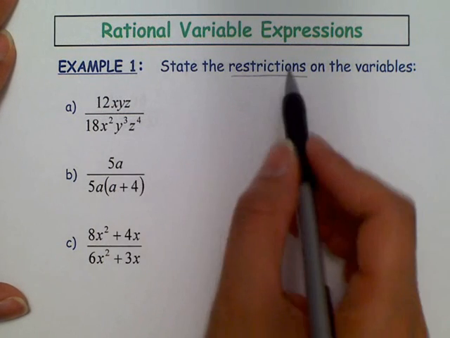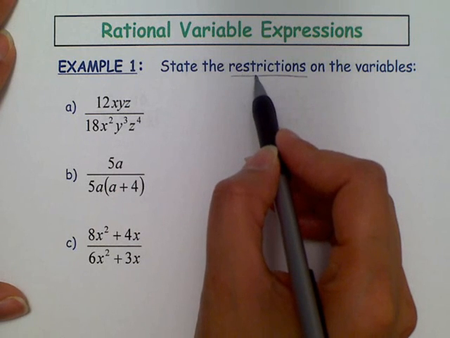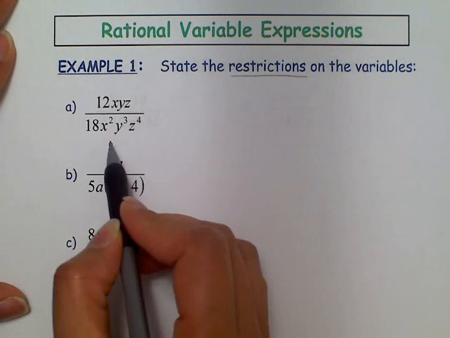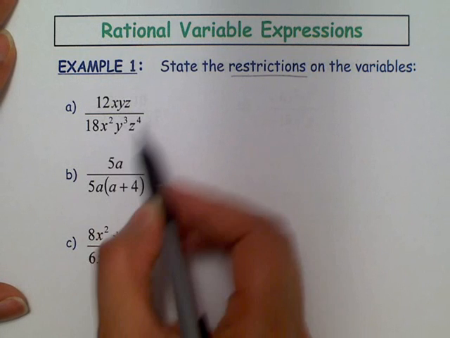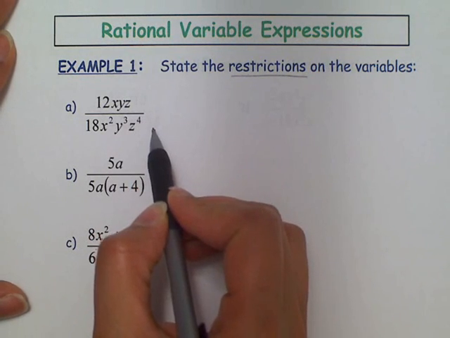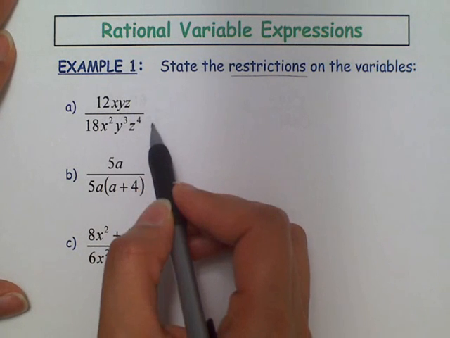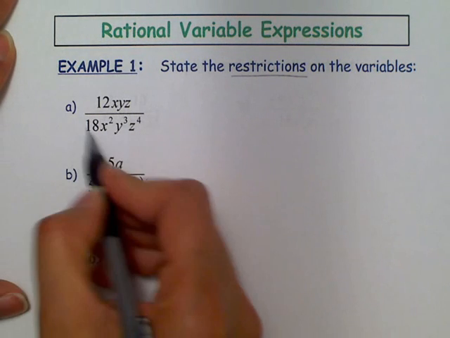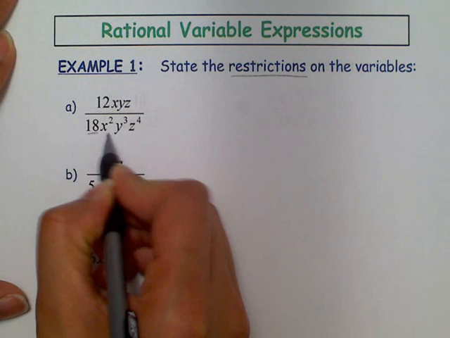So let's take a look at the first example. And remember that the restrictions only exist on the variables that make the denominator equal to 0. The numerator can be equal to 0. You can have 0 divided by any number. However, you can't have any number divided by 0. Okay? So here's our first example.